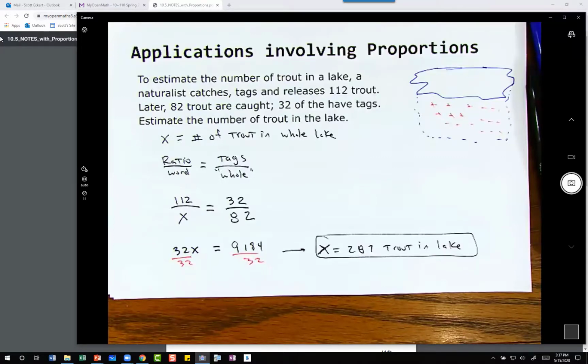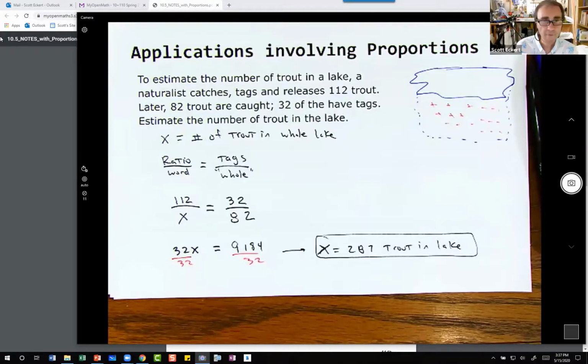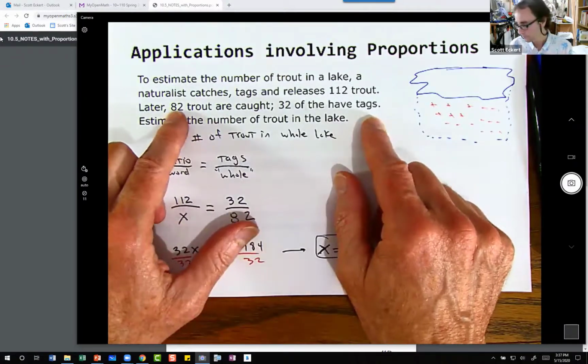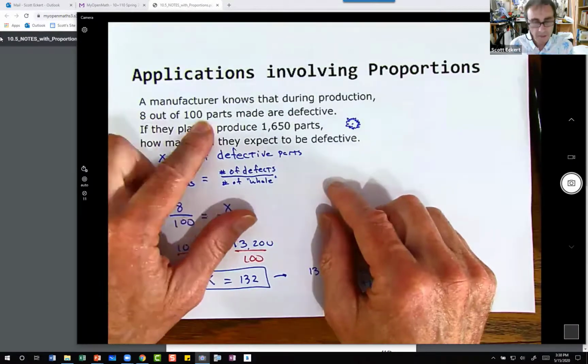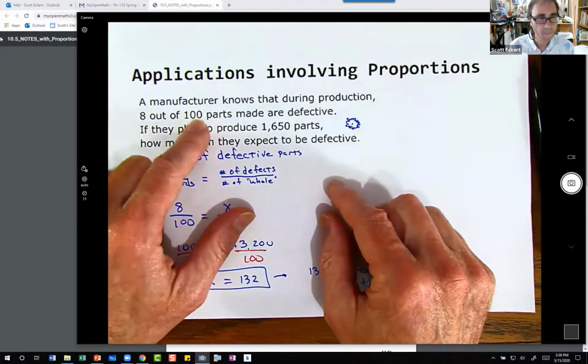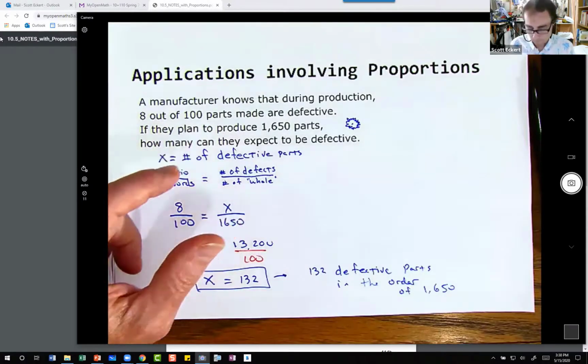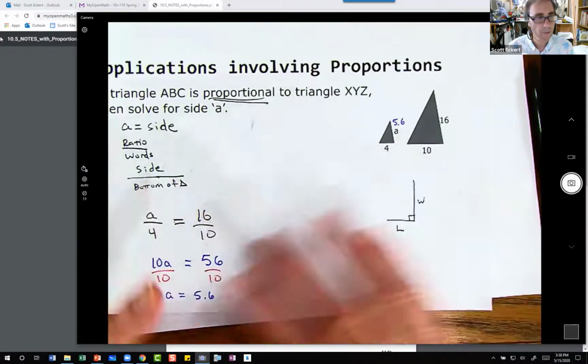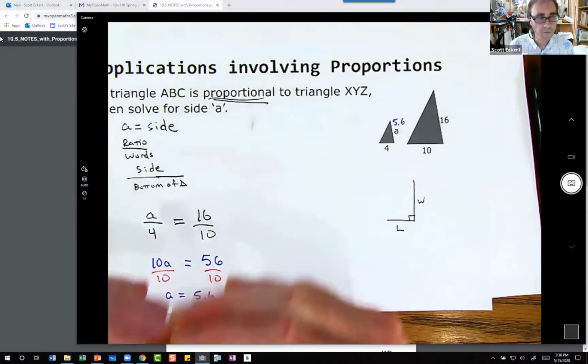So how we find the ratio is by what's being compared in the word problem? Right. We're looking for two things that are being compared to each other, like tags to the whole group, like defects to the whole set, like the bottom to the side. So we're trying to find something that we can make into a fraction, and we're comparing two different things.